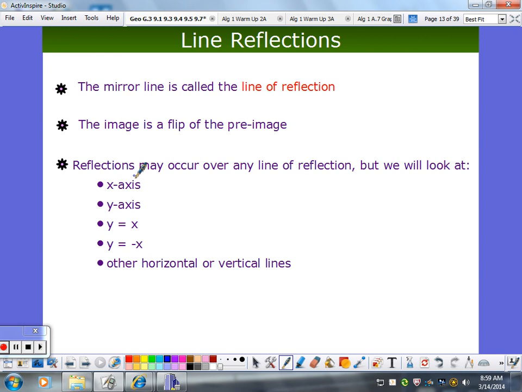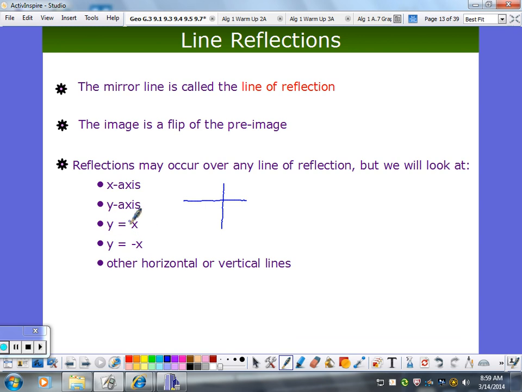We can reflect over any line we want. For our purposes, we're going to be looking at reflecting over the x-axis, the y-axis, the line y equals x. Remember what y equals x looks like? It's got a slope of what? 1. And a y-intercept of?